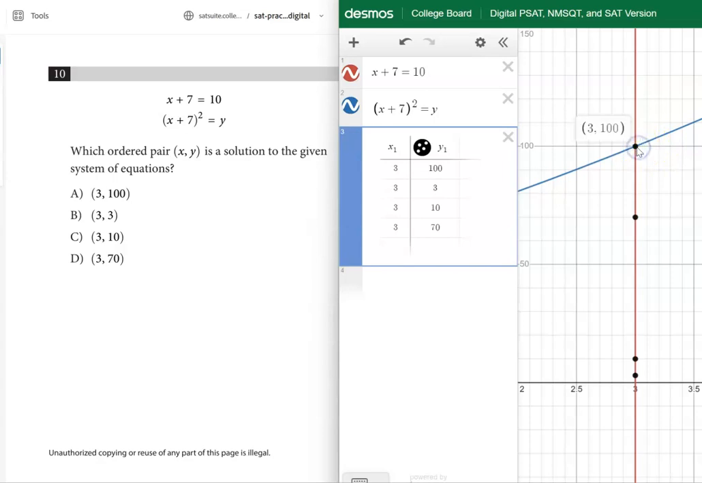Well, the only one that lies on both the red line, which is the first equation, and the blue parabola, which is the second equation, is the point (3, 100). So the correct answer in this case is answer choice A.